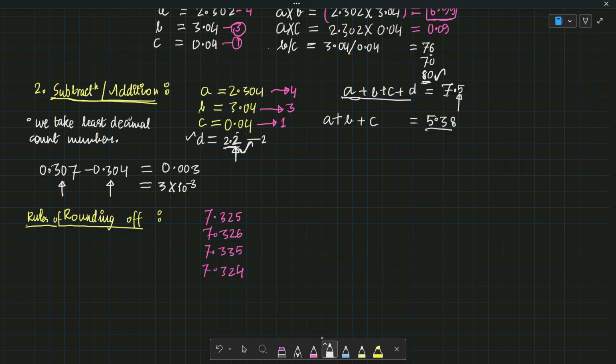So let's take first the 4th number. We want to round off to 2 decimal points, so we want to drop the 4th digit. What is the rule? If this is less than 5, then we'll just write it like this: 7.32, and we drop 4 without any consideration, without any change.